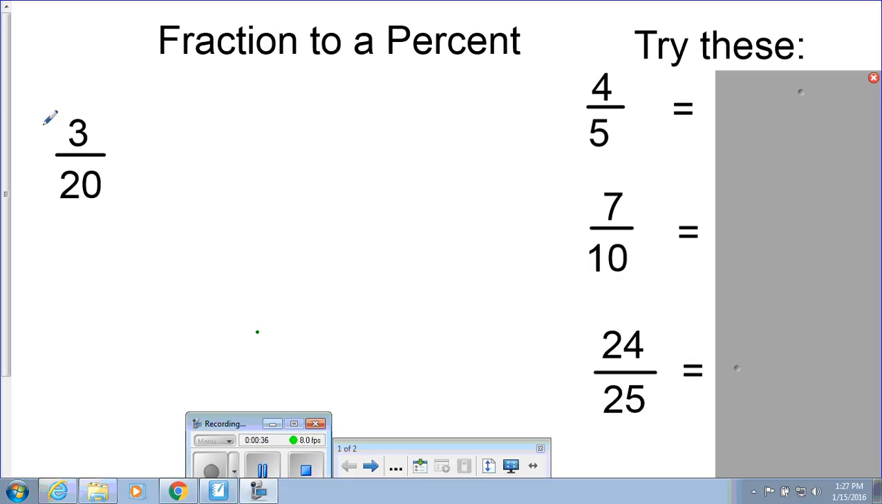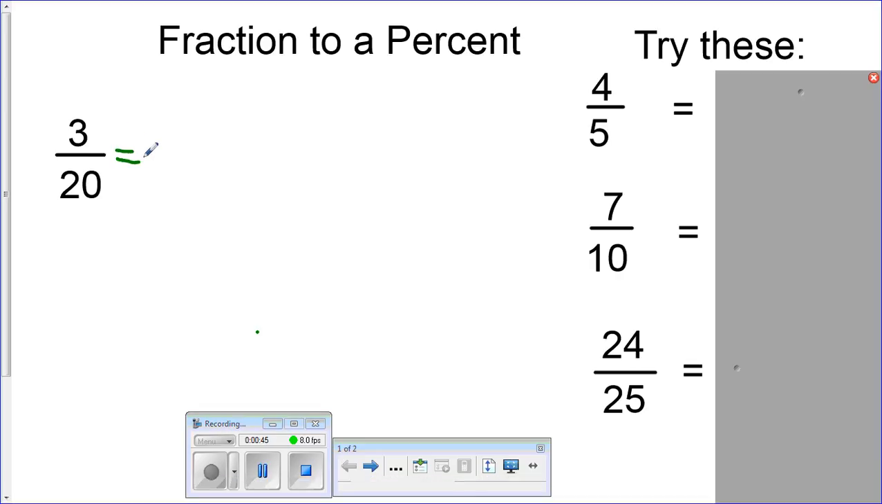So let's take a look at this example, 3/20ths, and let's say I want to convert this fraction 3/20ths to a percent. We're going to create an equivalent fraction out of 100 since a percent is out of 100. So if I want to create an equivalent fraction and find this missing piece, we need to multiply 20 by some whole number to get 100. And you know that 20 times 5 gives me 100. So let's do that to our numerator as well.